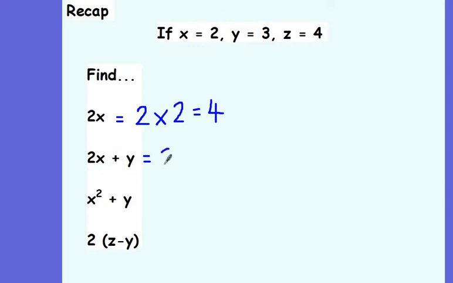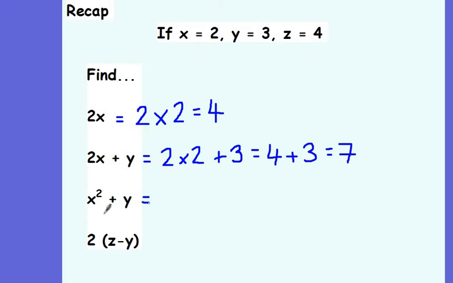For the second one, I've got 2x plus y. Wherever I see an x, I need to put in a 2. So 2x is 2 times 2. Wherever I see a y, I need to put in a 3. So I've got 2 times 2, which is 4, plus 3, which gives me 7.